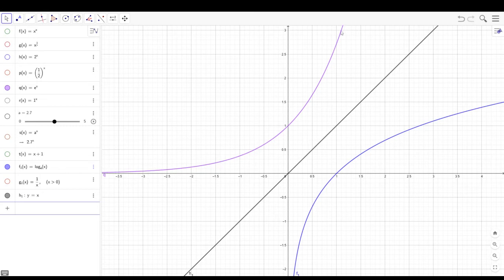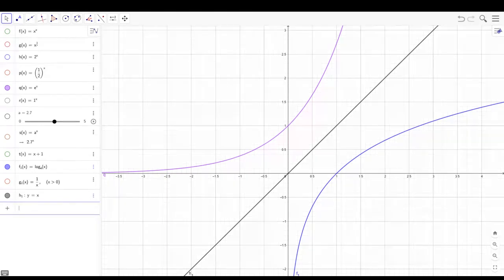That means the range of the exponential function is just, it's got to be positive, right? Okay. And the range of the logarithm function goes from negative infinity to positive infinity. And so the domain for the exponential function is the same.